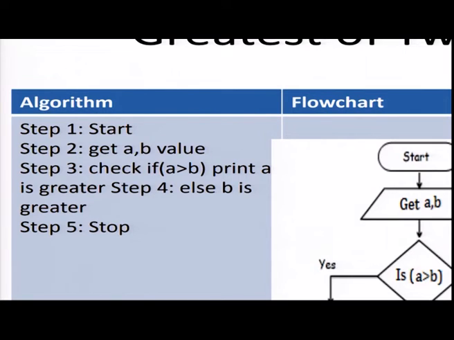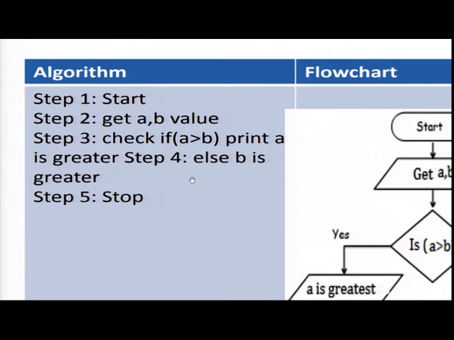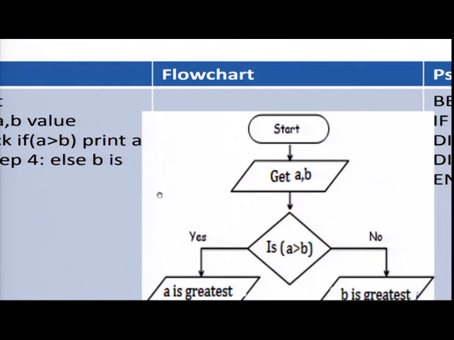If the value of A is less than B, then you are printing the value of B and saying B is greater. If A is greater than B, you say the value A is greater. Else, if A value is smaller than B, you say the value B is greater and then you stop. Now let us see how to write the flowchart.